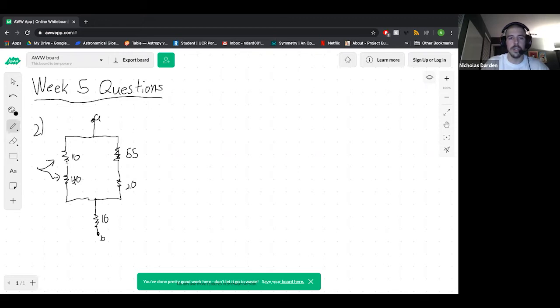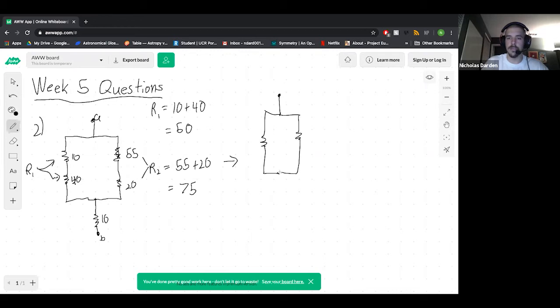So we can do this total resistance here. I'll just call this R1 for now. R1 is equal to 10 plus 40, so it's just going to be equal to 50. We also want to do the same thing with these guys, so R2 is going to be equal to 55 plus 20, which is in total equal to 75. So now we can redraw our circuit like so. And now we have 50, 75, and 10.